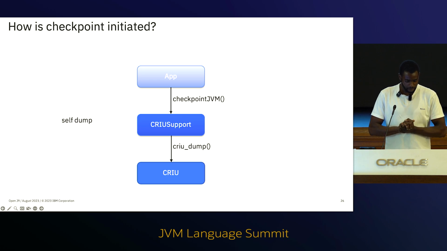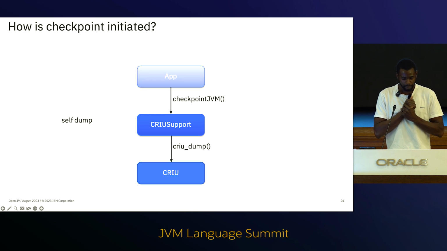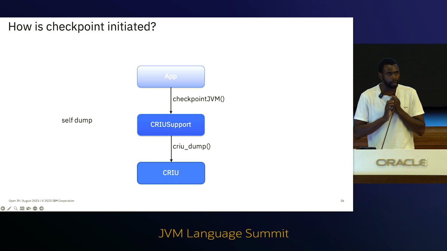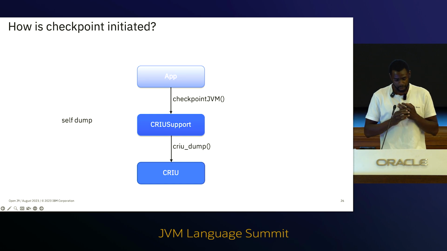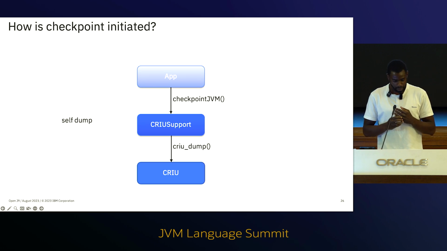Right, so how is the checkpoint initiated? CRIUSupport uses a self-dumping approach. So it means that the process initiates the dump. There are some other approaches. I know OpenJDK CRaC is doing a more asynchronous style. We haven't really experimented with that approach. We've gone with this approach.